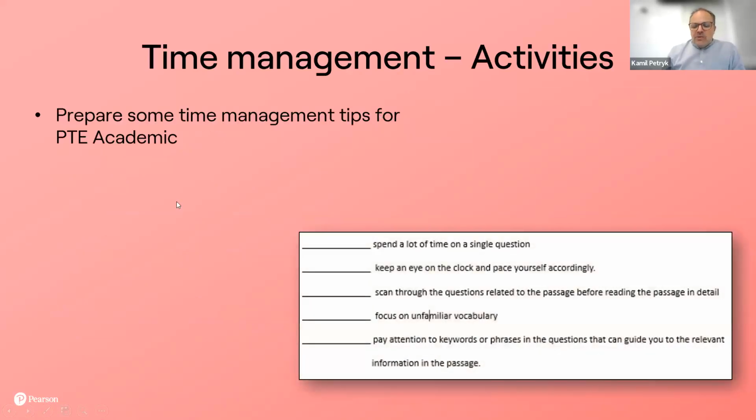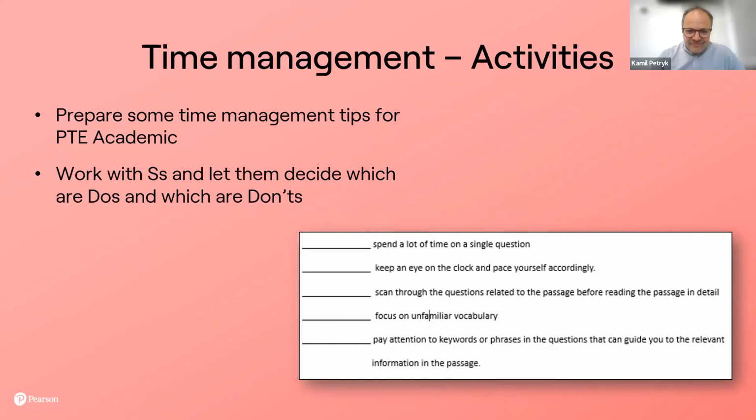And one more time management task that you can perform with your class. You can prepare a list of sentences or time management tips, and you can work with your class. Obviously, the first element in the sentence, in the tip, will be a gap, to be completed by do or don't, right? So you discuss together if these are do's or don'ts. You just give the ideas and they decide. Your students work on time management techniques by deciding if these are do's or don'ts.